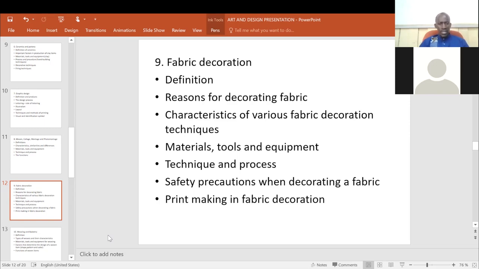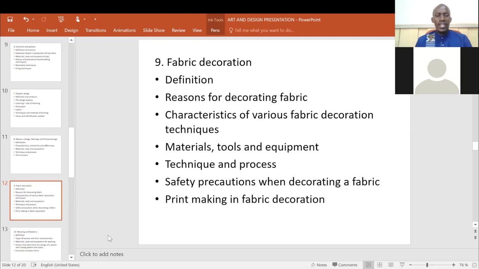Then we have other equipment that is used, such as a double boiler that is used for melting the wax. The candidate is required to mention at least a few of the most important equipment used in fabric decoration using the various techniques. Then there is the technique and process. Candidates cannot talk about techniques if they don't understand the process. For the techniques we've mentioned, tie and dye, batik, and printmaking, the candidate is required to give a chronological account of the techniques of decorating fabric.